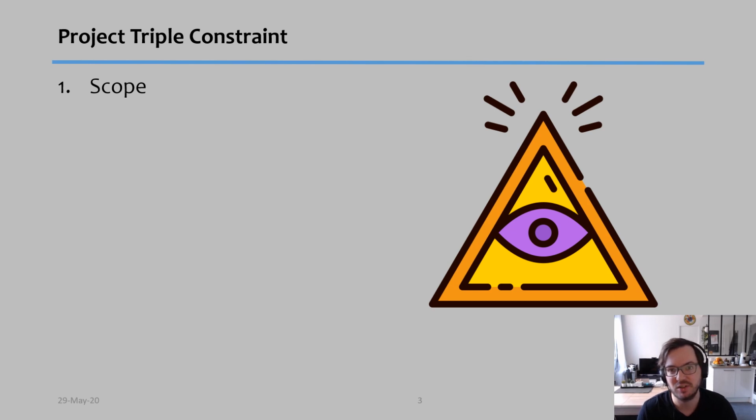The first thing is called scope. Scope is the work that must be done. Then we have schedule. Schedule is the dates, or how we plan our activities. And finally, we have resources, which I'll explain in a little bit, but basically all the resources we need to accomplish the project. These are the three things that basically define what your project is.